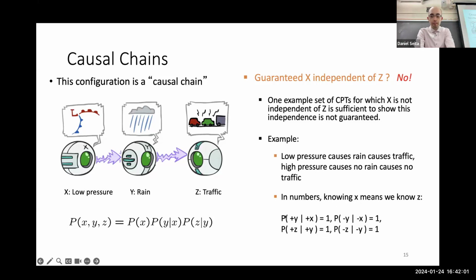Going through this slowly, it says if we know that there's low pressure, the probability of rain is 1. If we know that low pressure is not true, the probability of no rain is 1. And if you know plus Y is true, then you automatically know plus Z is true. Same thing if you negate this. So what these numbers are saying is that if you know X, you're guaranteed to know what Y is, and then you're guaranteed to know what Z is. So there's no way that X and Z can be independent, because the whole point of independence is that if you know something about one thing, it doesn't tell you anything about the other. But with these probabilities, once you know X, you automatically know Z. That's why they're not guaranteed to be independent.